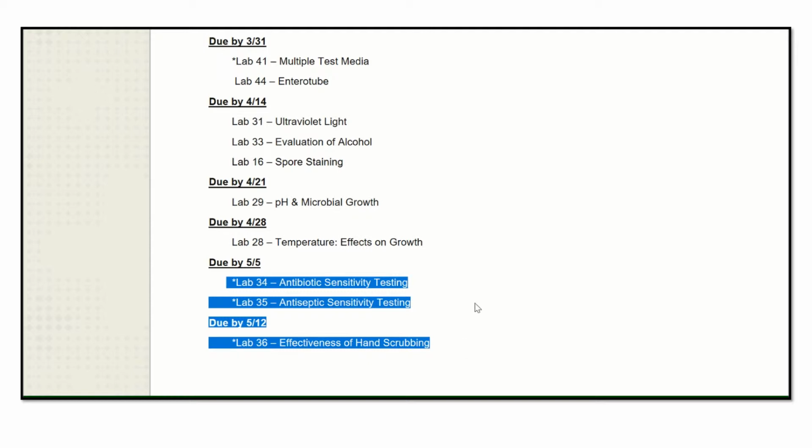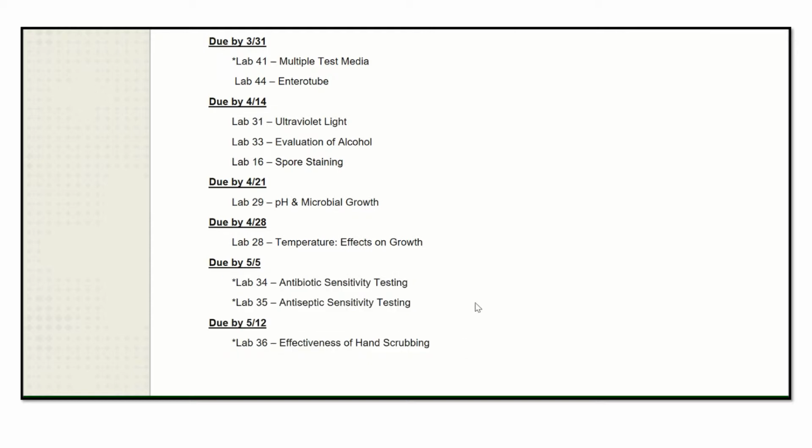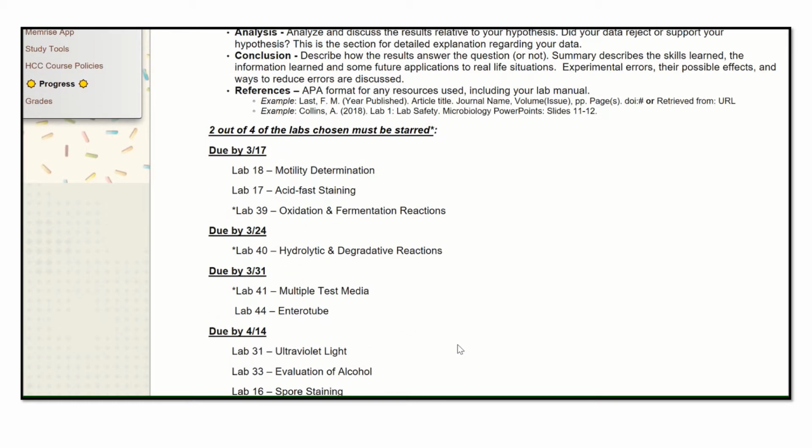So if you wait till the last minute, you'll be doing more work, and in some cases, if you don't turn all your labs in by 5/12, I will no longer grade them. So make sure everything is in by those associated due dates. If a lab must be turned in late, please email me and let me know as soon as possible. But again, these are up to you. You are responsible for knowing which labs you choose and what date they are due.